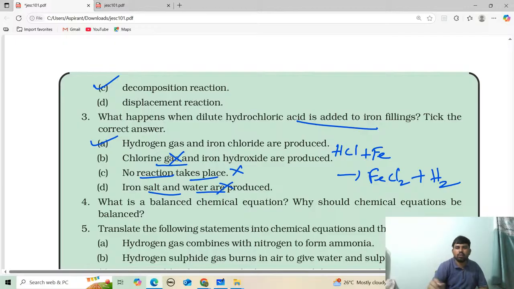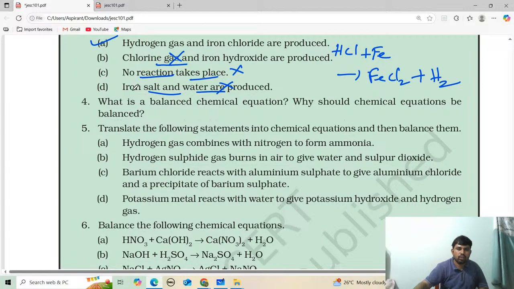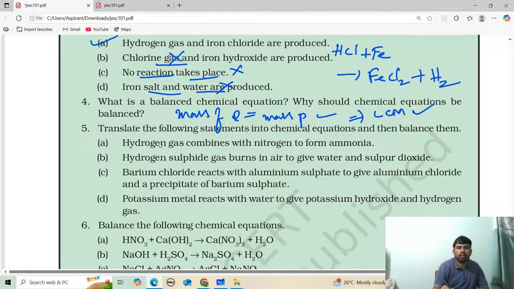So what are balanced chemical equations? Why should we balance chemical equations? What is the answer, sir? I can say here the mass of reactants will be equal to the mass of products. This is called balanced. Why should you balance it? Because of what, sir? The law of conservation of mass. Translate the following statement.